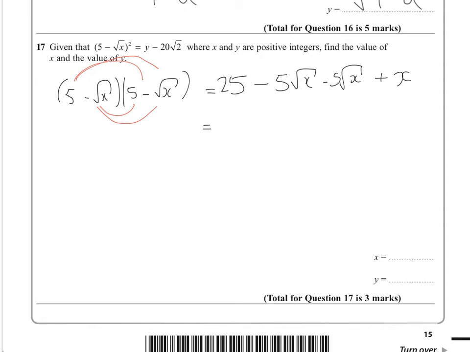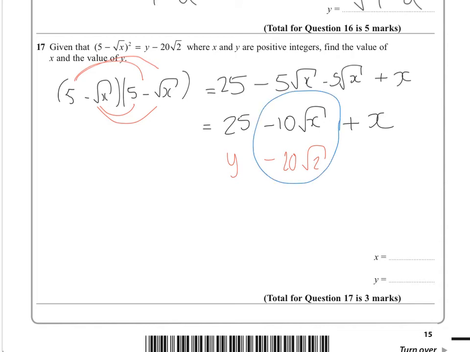Simplifying that, 25 minus 10 root x plus x. Now if I compare that with the right hand side, so y minus 20 root 2, then actually this term here, minus 10 root x, must be the same as the minus 20 root 2. So if I make them equal to one another, minus 10 root x equals minus 20 root 2.